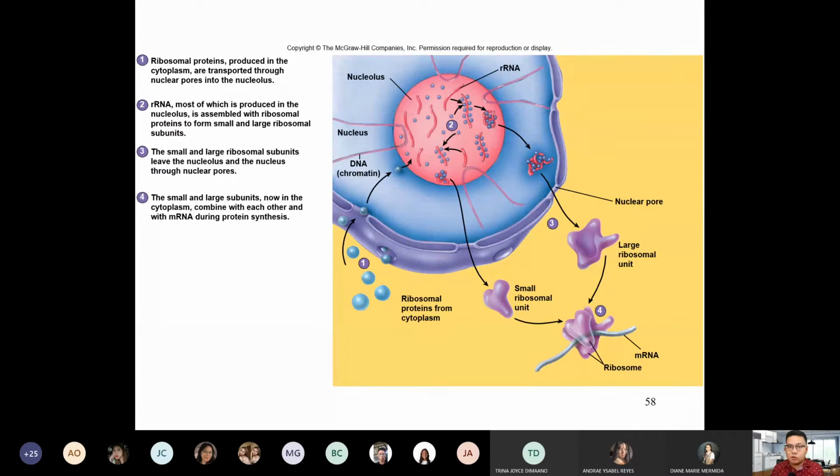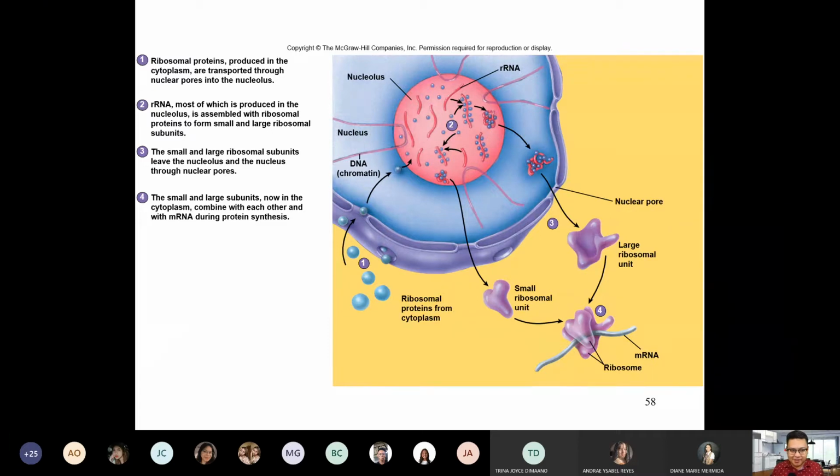Yung ating ribosomal subunits, think of them as parang tagabuo. Siya yung tagabuo ng protein. The large and small ribosomal subunits leave the nucleus through the nuclear pores. The small and large subunits now in the cytoplasm combine with each other and with mRNA during protein synthesis. Okay? So ating ribosome, proteins, nagiging ribosomal subunit. The ribosomal subunit combines with RNA and forms proteins.